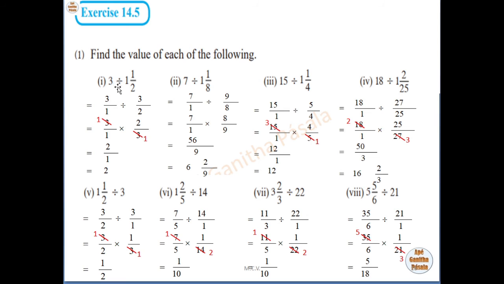Then 3 can be written as 3 over 1. 3 over 1 multiplied by the reciprocal. Reciprocal of 3 over 2 is 2 over 3. Now you can see you can cut numerator and denominator. 3 divided by 3, 1. 3 divided by 3, 1. Then let's multiply. 1 into 2, 2. 1 into 1, 1. 2 over 1. Then the answer is 2.